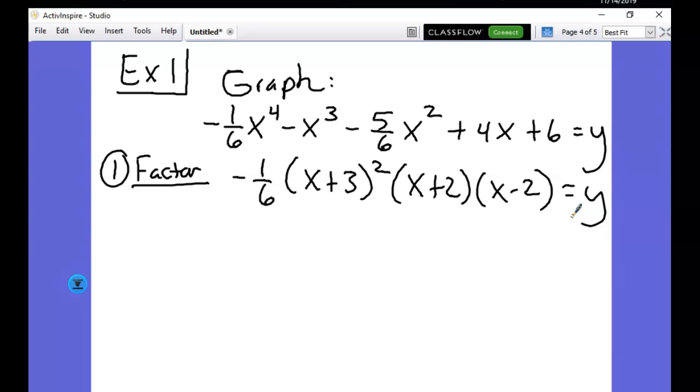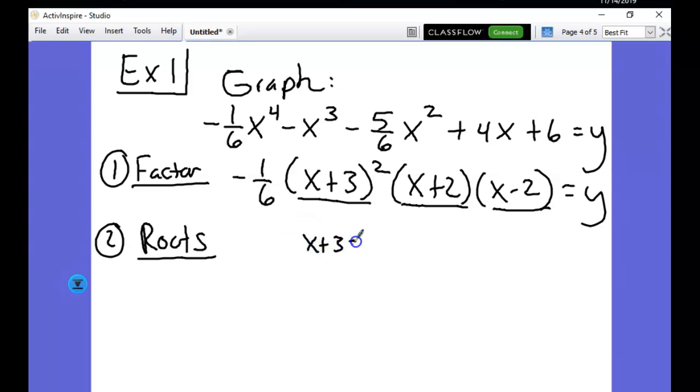All right, so after you factor, what you're going to do is find your roots. And you're going to do that by using the zero product property. So you take every factor that has an x in it and you set it equal to 0. So I'm going to do x plus 3 equals 0. I'm going to do x plus 2 equals 0. And I'm going to do x minus 2 equals 0.